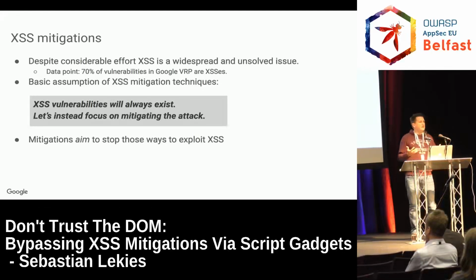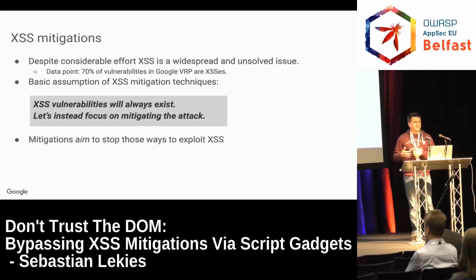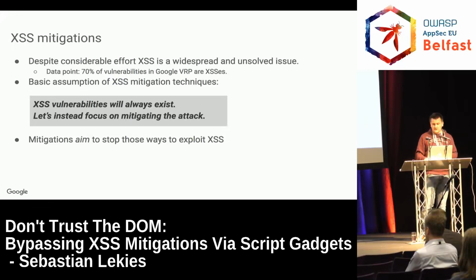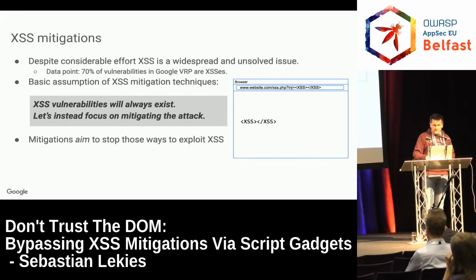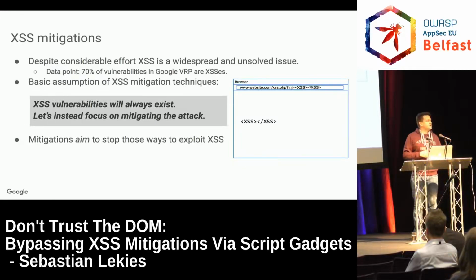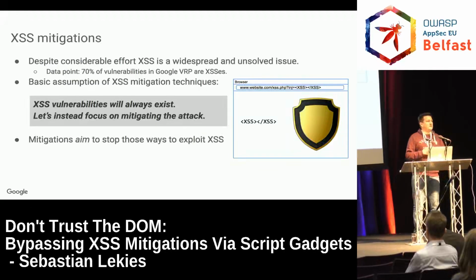And that's basically the basic assumption of XSS mitigation techniques. So XSS mitigation techniques say XSS vulnerabilities will always exist. So even if we try very hard, we cannot create an application without an XSS. So let's not only focus on preventing XSS, but let's try to mitigate attacks that result from XSS vulnerabilities. So the attacker model that we will talk about today looks as follows. You have a website, and as we just learned, at some point you will have an XSS in your website. And there is where the XSS mitigation kicks in, so it tries to prevent the exploitation.